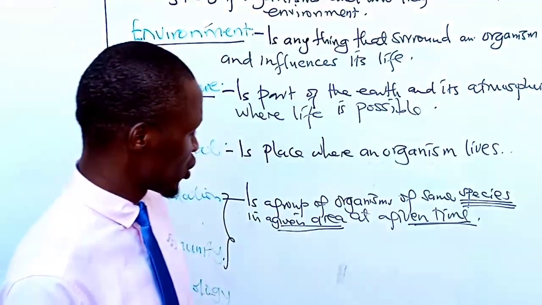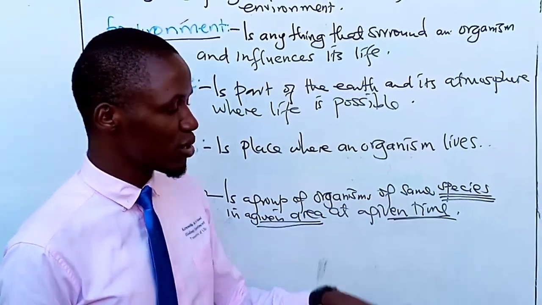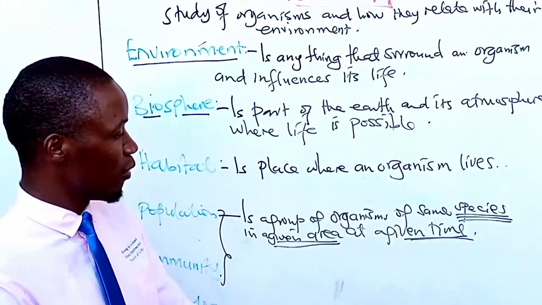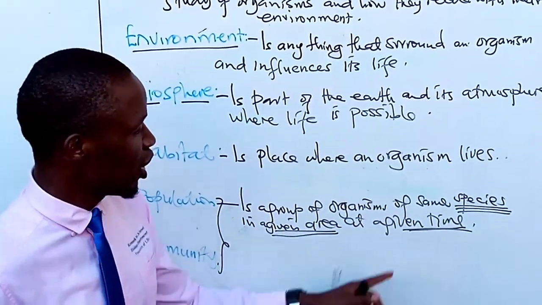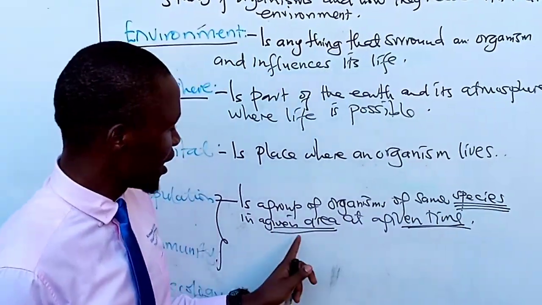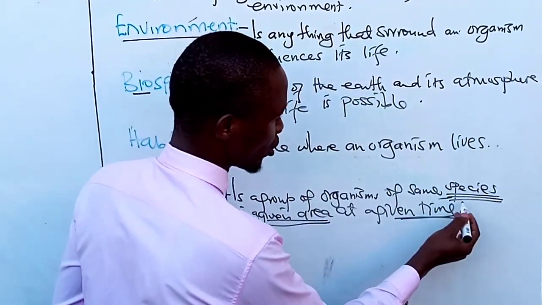So sometimes you may find somebody calling it a number of organisms. If somebody says it's a number of organisms, still they are correct. Also, a group of organisms, still they are correct. So it's a group of organisms, a number of organisms of the same species in a given area at a given time. So take note of those keywords.